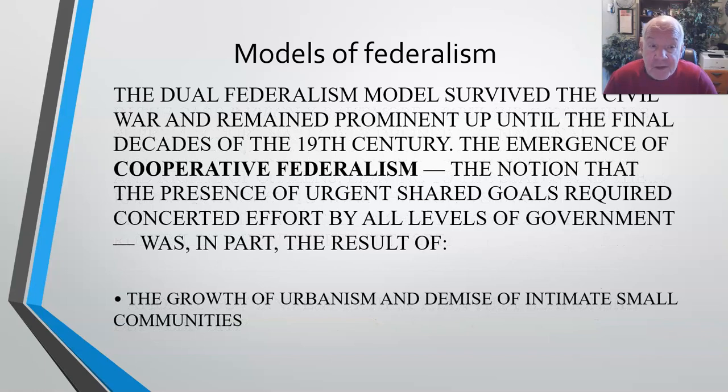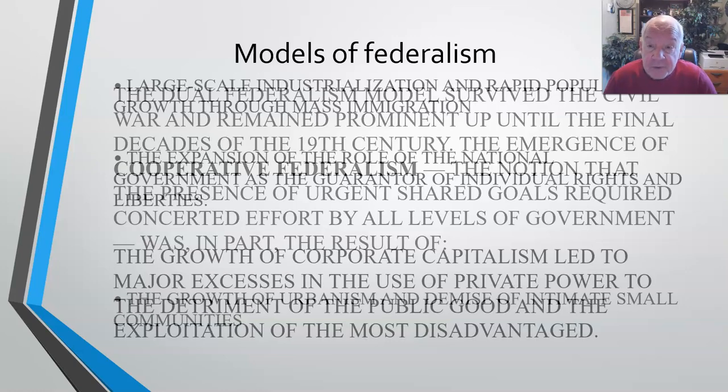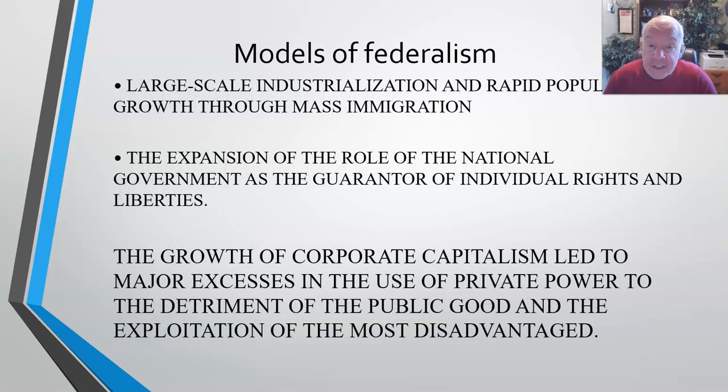The dual federalism model survived the Civil War and remained prominent up until the final decades of the 19th century. The emergence of cooperative federalism, the notion that the presence of urgent shared goals required concerted effort by all levels of government, was in part the result of the growth of urbanism and the demise of intimate small communities, large-scale industrialization and rapid population growth through mass migration, and the expansion of the role of the national government as the guarantor of individual rights and liberties.